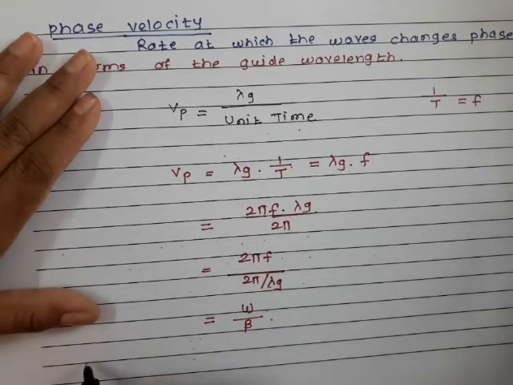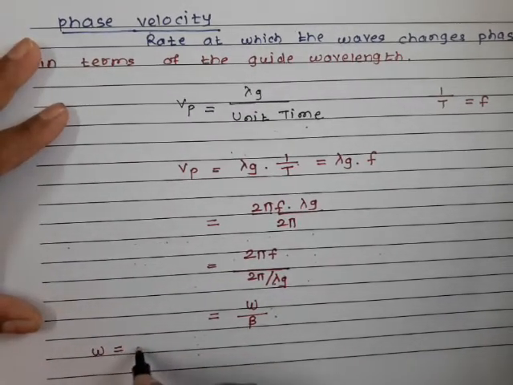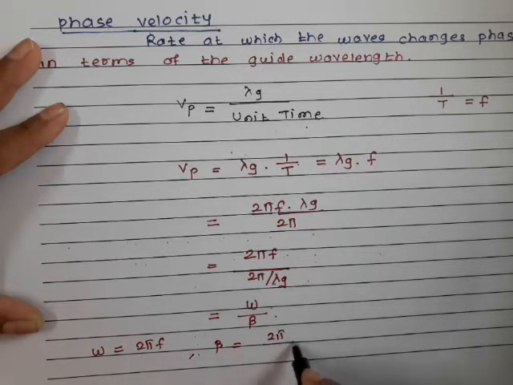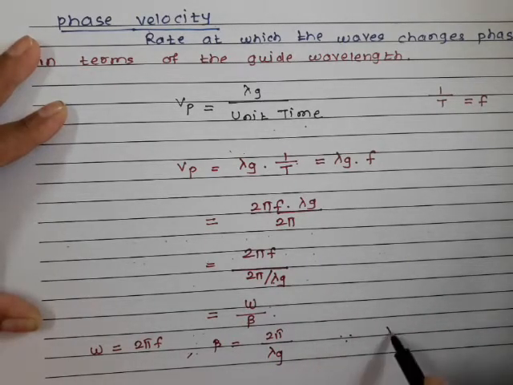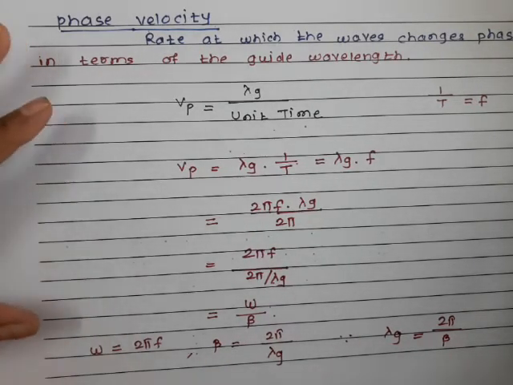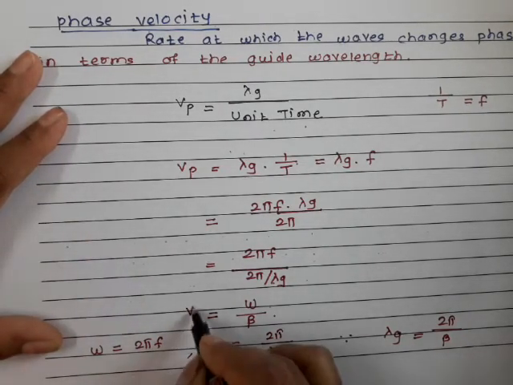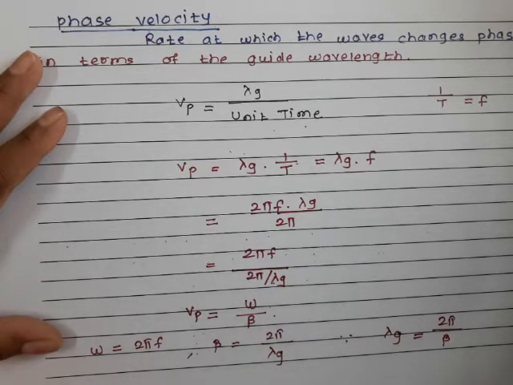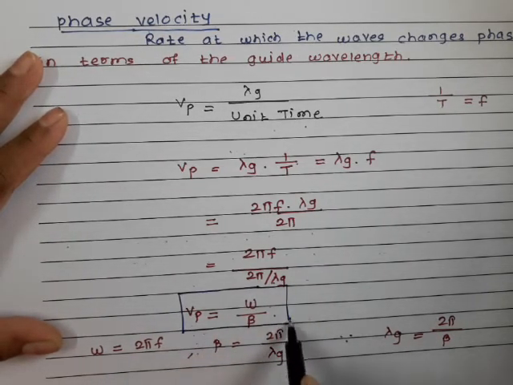Here omega is nothing but 2 pi f, and beta is nothing but 2 pi by lambda g, as we have already seen that lambda g is 2 pi by beta. So this is the derivation for your phase velocity. If you want to calculate the phase velocity, you must know omega and you must know beta. So this is the definition of the phase velocity.